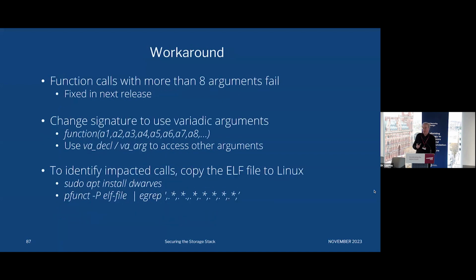So there was one workaround that we've had to do, which is that current code does not support more than 8 arguments. And that meant changing the signature of those functions to use variadic arguments and then pulling them out with va_start and va_arg. How do you find them? There's a little bit of scripting there that will allow you to look at the function prototypes and pull out anything that would be affected by that.